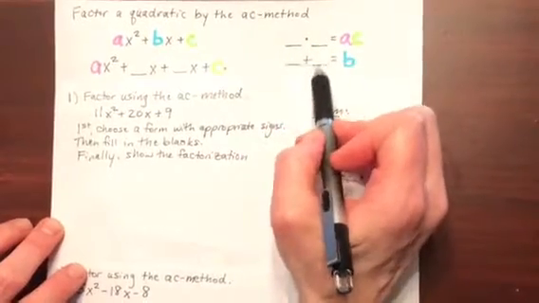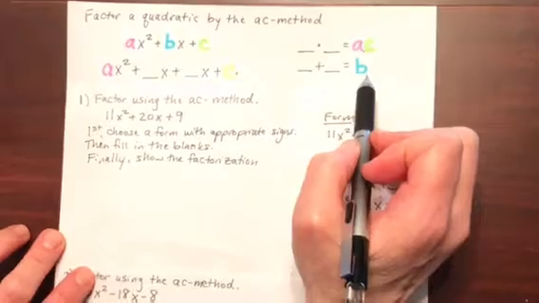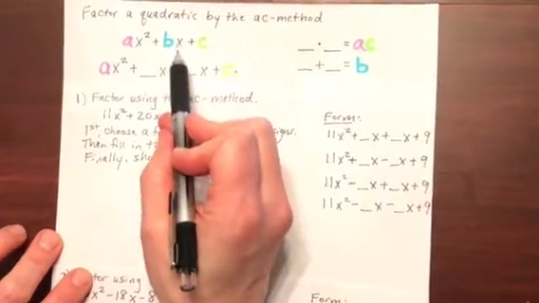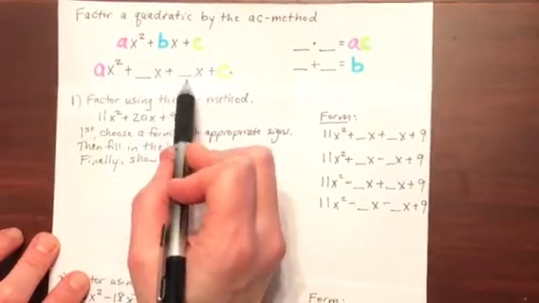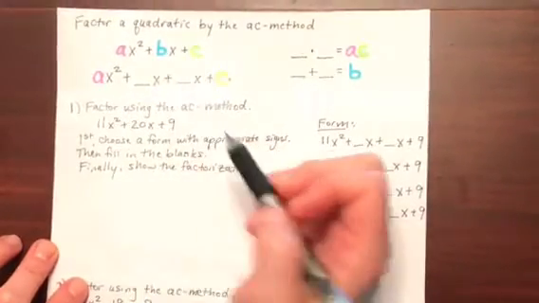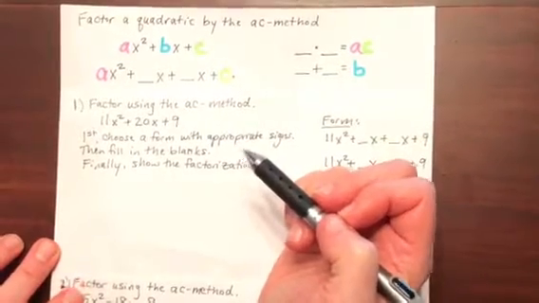Once we have these two numbers that fit both of these requirements, we will replace our middle term bx with blank x plus blank x. So we'll break it into those two parts, and then we can continue by using factor by grouping. So let's see how this applies.